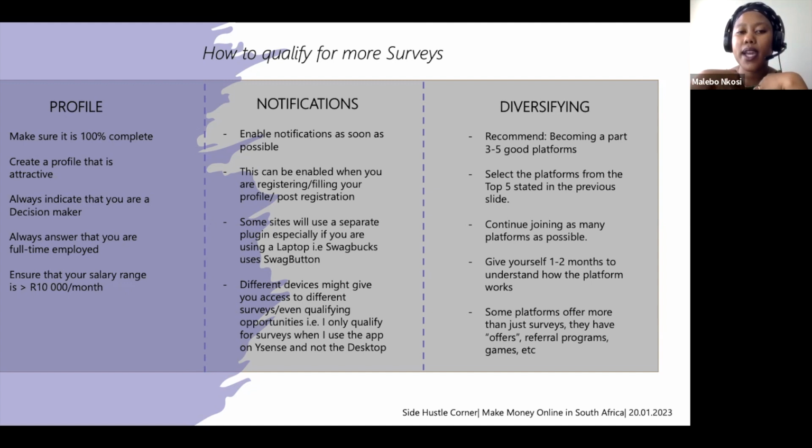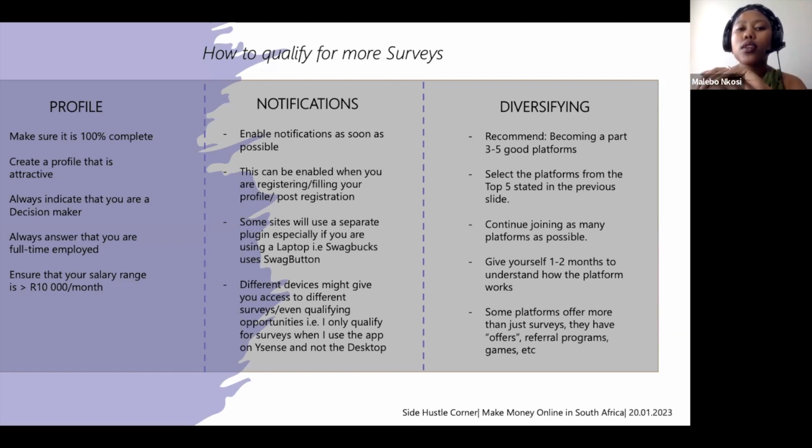And what happened in my case with Ysense is that I realized that I would get 75% of the surveys when I use the app versus when I use the laptop. When I use Ysense, I'd use the app, and then I'd get more surveys versus when I use the laptop. So till this day, I've never been able to qualify for a survey if I use the laptop. But when I use the app, I would get 75%.